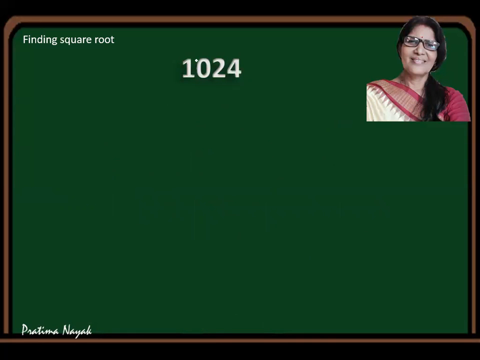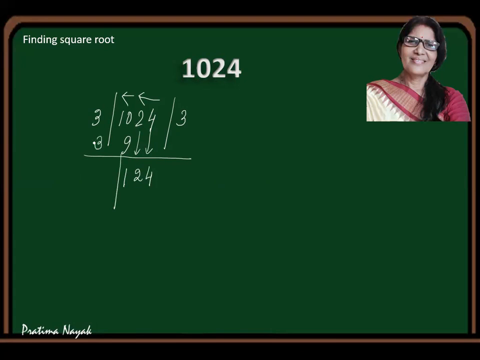Okay, next coming to 1024. Let us check the long division method. 1024. What we do? From left we make pairs. So 10 and 24. 3 times 3 is 9, which is just less than 10. Then we subtract 1. I bring 2, 4 together and make 3 add 3, that's 6. Make a place here. Then 4. Whose square is this? 2 square is 4.